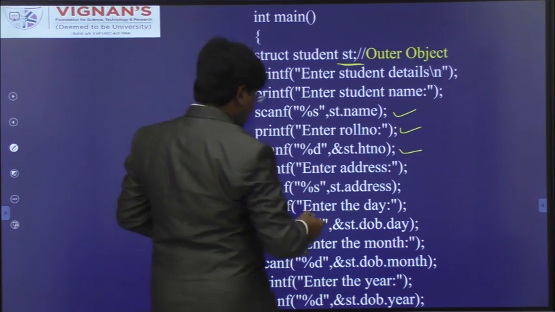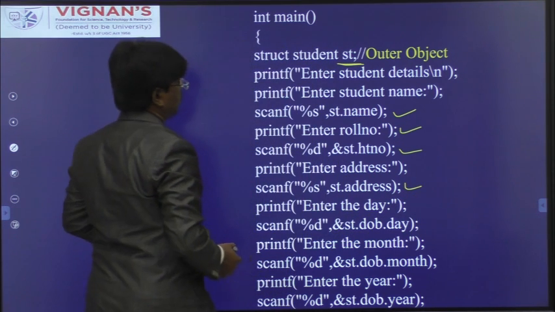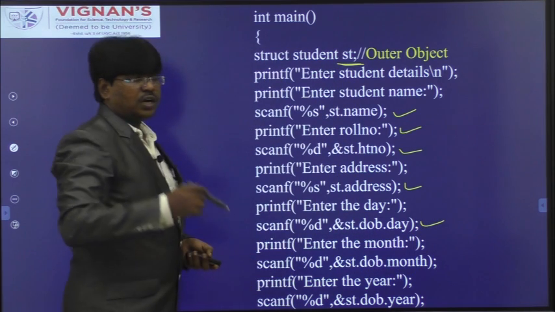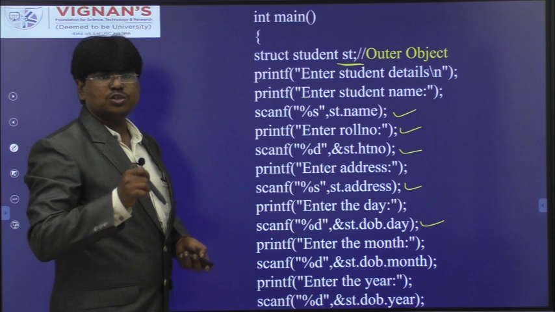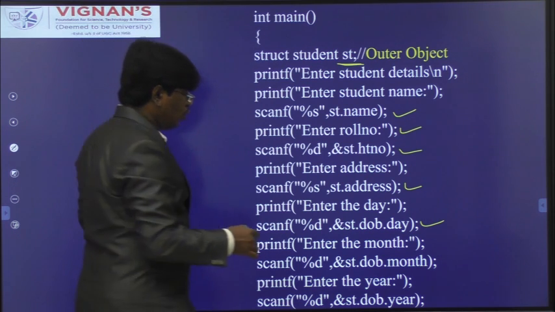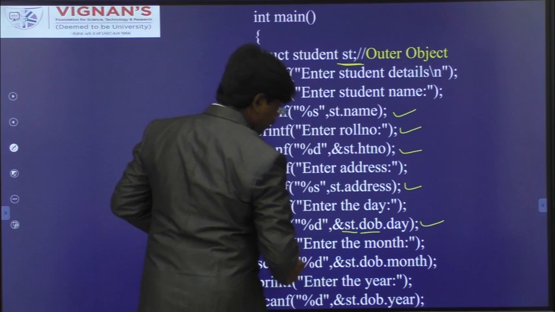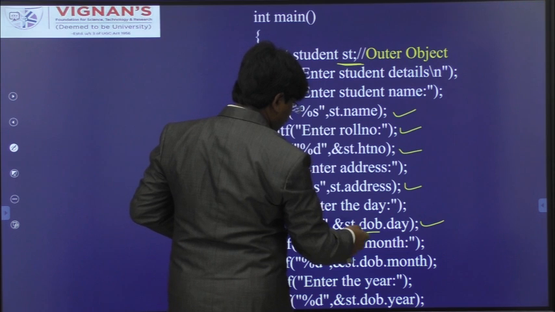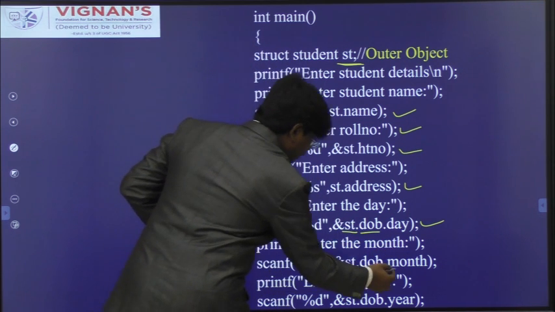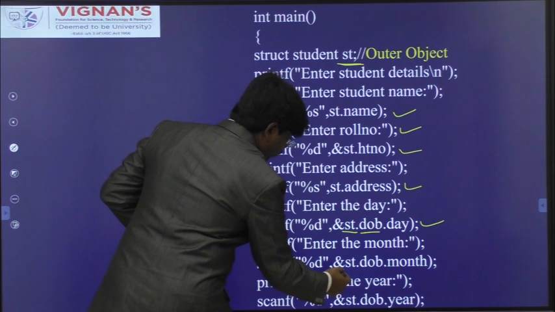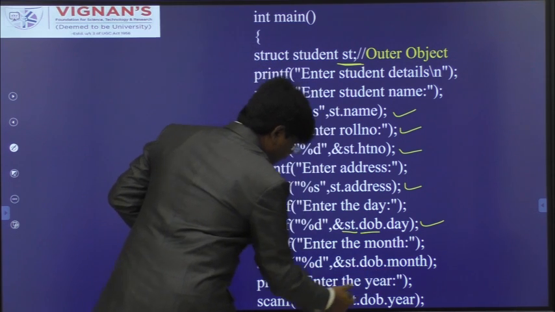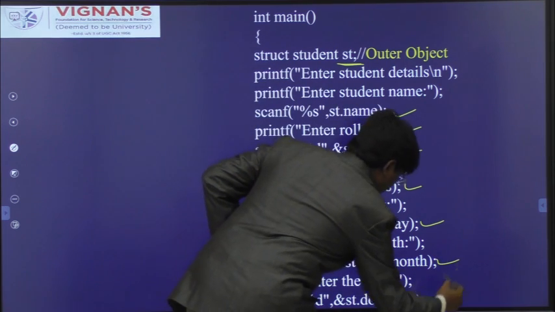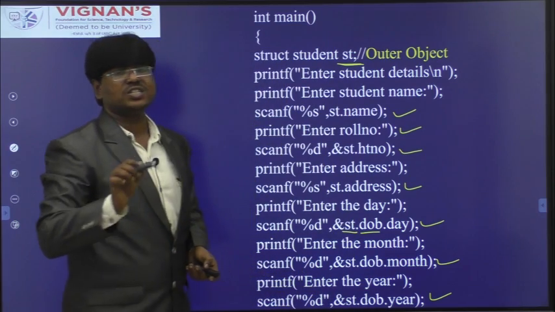But I want to store here, this is also an outer structure member, and coming to the inner structure member, that means date. If you want to initialize the values into an inner structure variable, then you have to take the help of st as well as DOB. Both structure variables you have to use. So I am storing the day in the location of inner structure day, and I am storing the month in the inner structure month with the help of ampersand st dot DOB dot month, ampersand st dot DOB dot year. Like that, these three statements indicate that I am initializing the values into inner structure members.